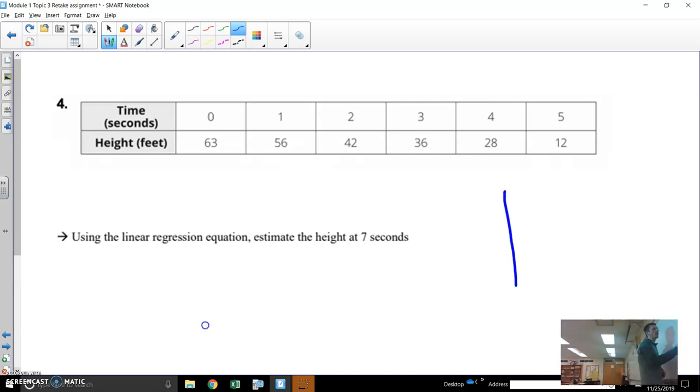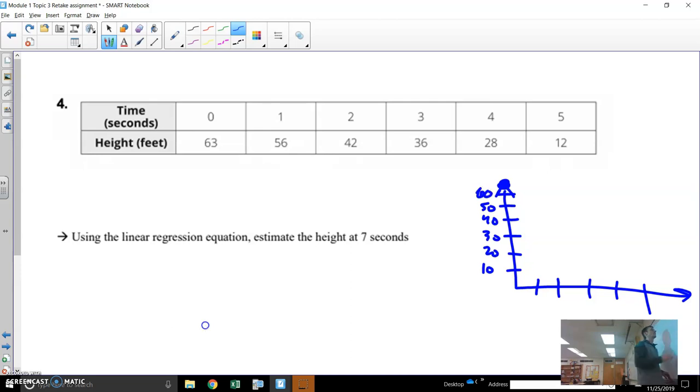0, 1, 2, 3, 4, 5. And for my height, let's think about the height of 63. So let's do 10, 20, 30, 40, 50, 60. So let's say you're up here at 63. And let me put in some units here in case you're not tracking with what I'm saying. Let's say you start at 0, 63, and then 1, 56. And then 2, 42, and then 3, 36, and then 4 gives you 28, and then 5 gives you 12.